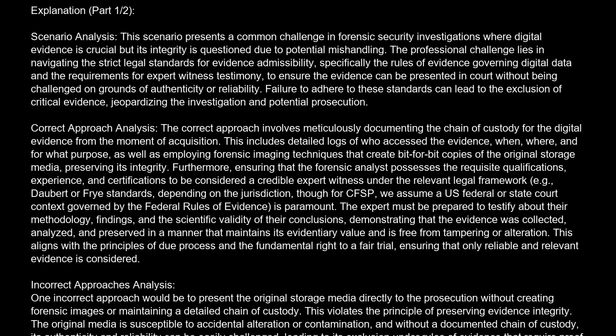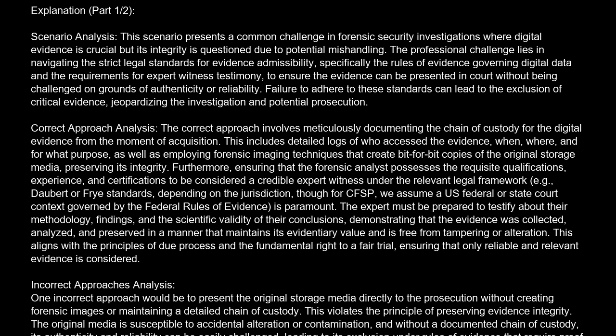The expert must be prepared to testify about their methodology, findings, and the scientific validity of their conclusions, demonstrating that the evidence was collected, analyzed, and preserved in a manner that maintains its evidentiary value and is free from tampering or alteration. This aligns with the principles of due process and the fundamental right to a fair trial, ensuring that only reliable and relevant evidence is considered.